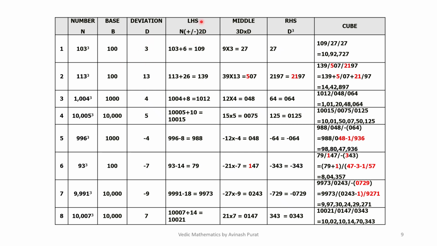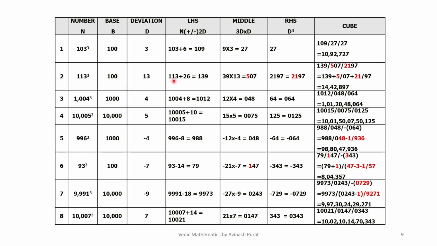So LHS, left hand side, is 103 plus 6, double of 3, that is 109. Middle term is 9 into 3, 27, and RHS is D cube, that is 3 cube, 27. Cube is 109 stroke 27 stroke 27, that is 1092727.